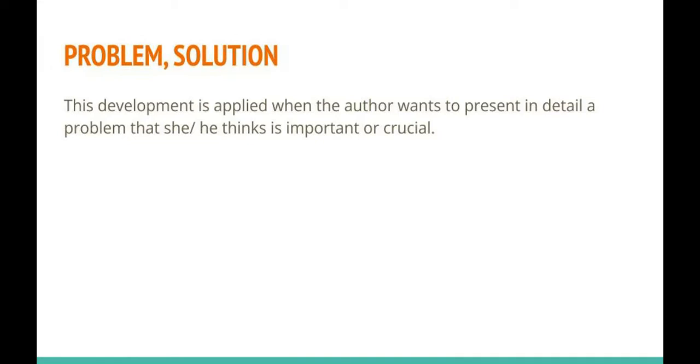Another pattern of paragraph development is problem solution. This development is applied when the author wants to present in detail a problem that she or he thinks is important or crucial. The description of the problem is commonly followed by its possible solution. However, sometimes only the problem is present because there is not yet any solid solution.